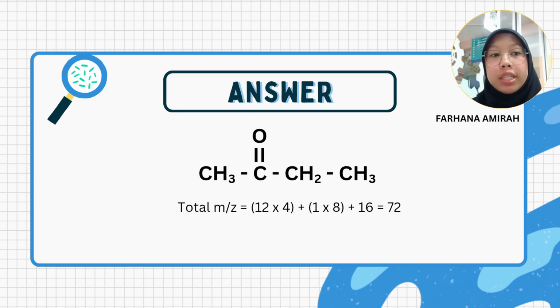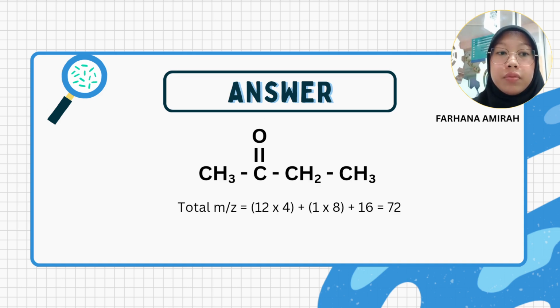Combining this insight, we deduce the structure CH3, C double bond O, CH2, CH3, butan-2-one, which aligns with the molecular formula C4H8O, m/z 72. The chemical shift and splitting pattern consistently support this assignment.